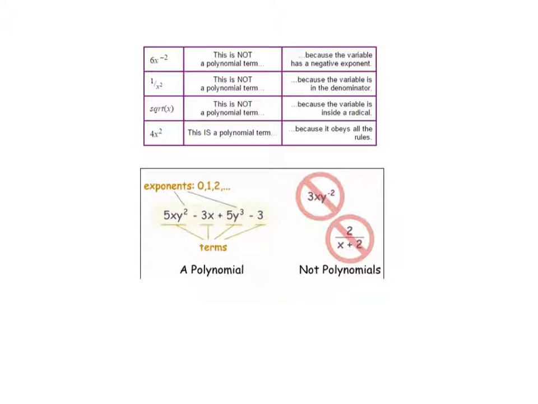So not everything is a polynomial. For instance, this one right here is not a polynomial because if you wrote it without a negative exponent, you would have a variable in the denominator. So you can't have that. This one, for that same reason, is not a polynomial because it has a variable in the denominator. This is just short for square root, right? It's inside a radical, like that. But this one is a polynomial because it obeys all the rules. So once again, that is what a polynomial looks like.